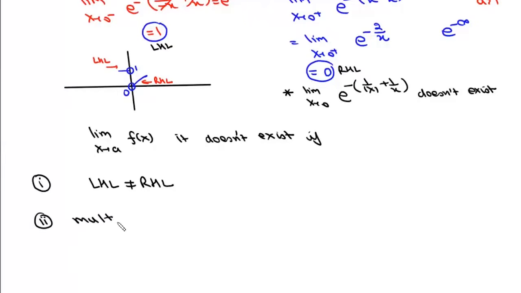Now the second case when this limit x tends to a f(x) will not exist is when we get multiple values of limit. So limit of function, it must be unique. If we get more than one value of any limit, then that limit does not exist. This is often the case when we have oscillatory limit.